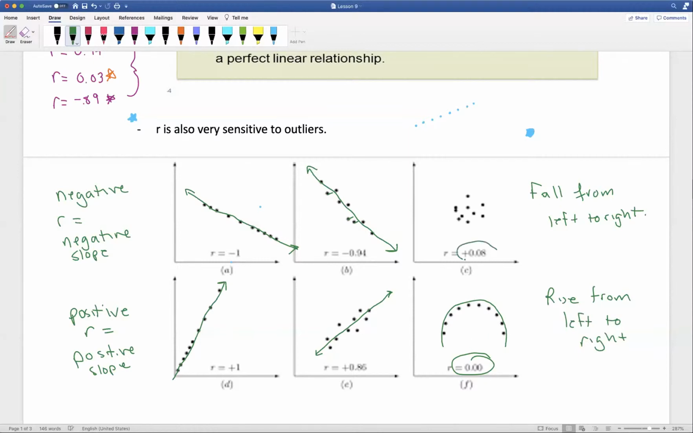Similarly to this guy over here, r equals 0.08, there's pretty much no linear relationship between these points. It looks like a cloud. If you wanted to describe the cloud, you could say the cloud is kind of going up and to the right. That's why we said it's positive 0.08. But again, there's pretty much no linear relationship in these ordered pairs over here.